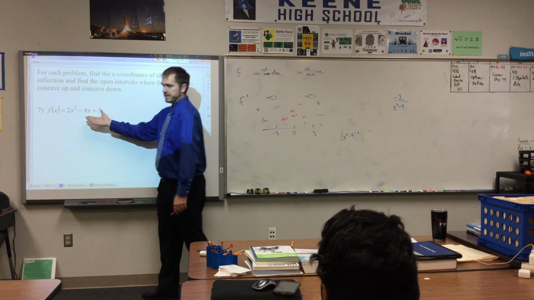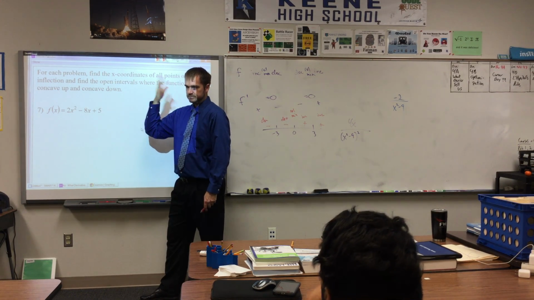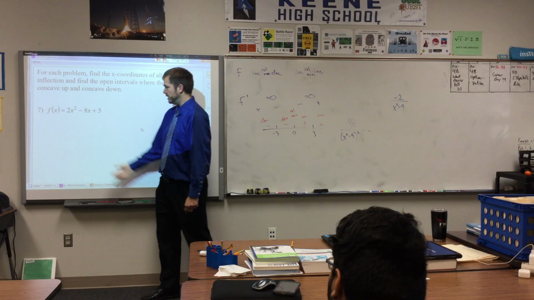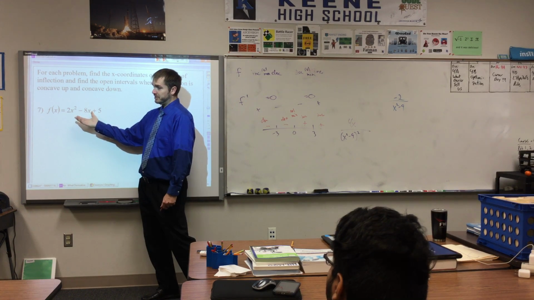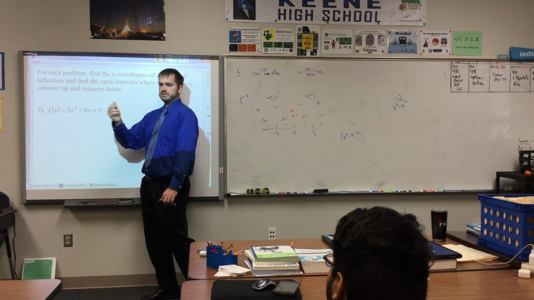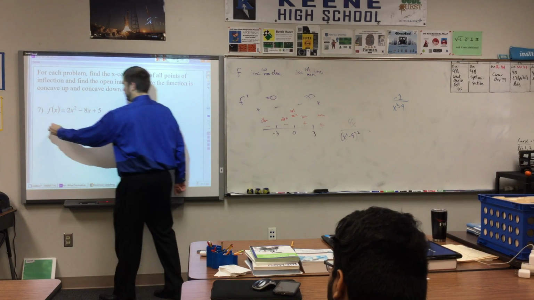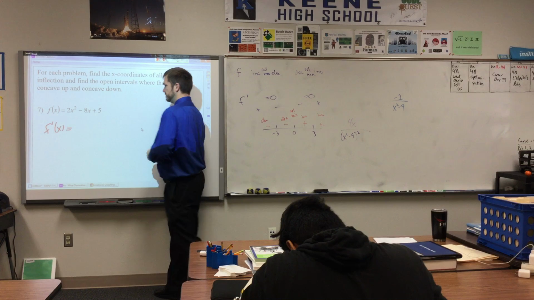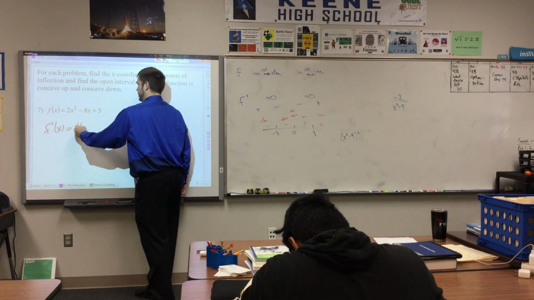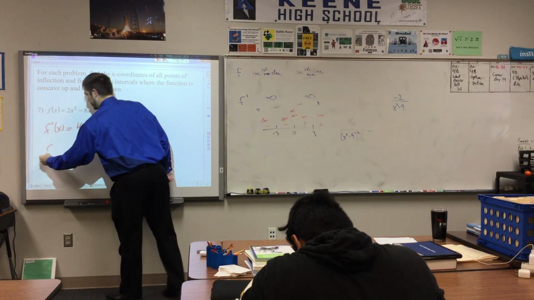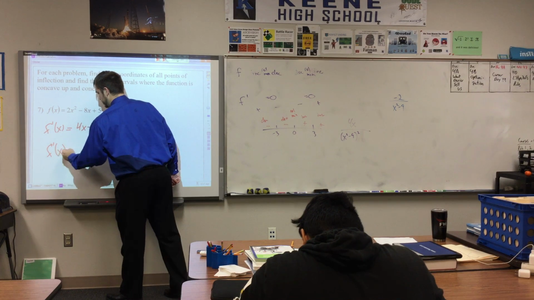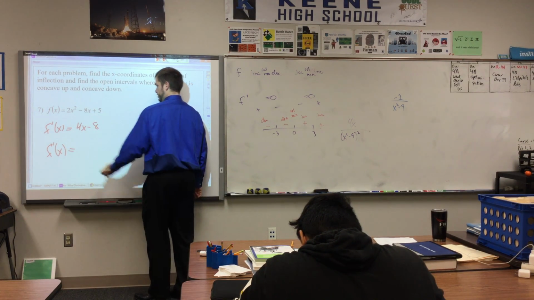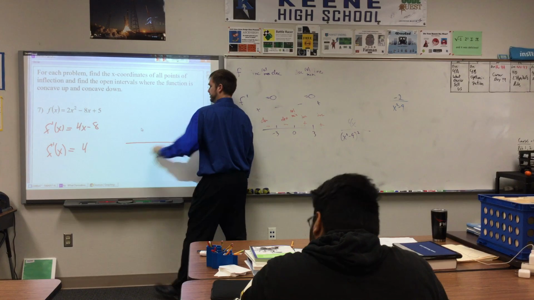I mean, we can probably make a guess based on our pre-calculus knowledge. Is this function concave up or concave down? Let's verify that with the second derivative. So here we go. F prime of x is equal to 4x minus 8. Second derivative is 4. You're going to love this.